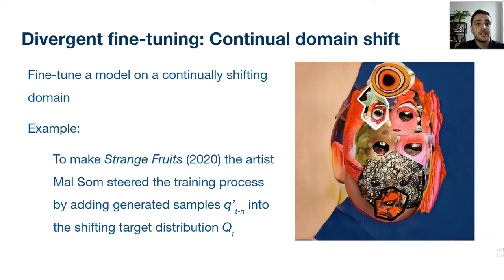Another approach which is related, but a bit more advanced, is to fine-tune the model on a continually shifting domain. So we're doing transfer learning, but the domain that we're training it on is constantly changing. Malsom, I believe, pioneered this in making the series Strange Fruits. He steered the training process by adding generated samples from previous iterations into the new target distribution. And by doing this, he's able to almost steer this divergent fine-tuning process and have a level of control over it.